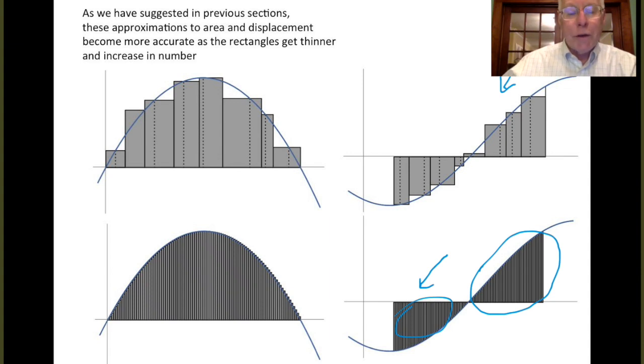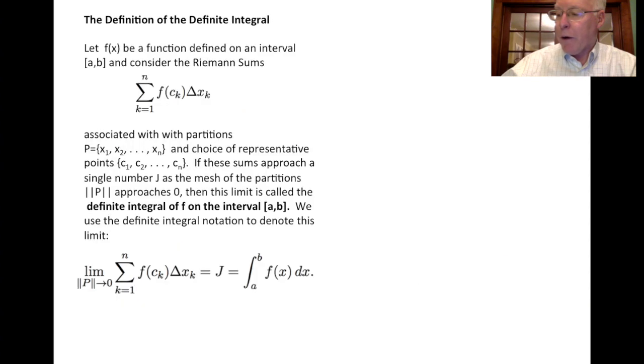So there are reasons for taking more and more rectangles, though that can be a lot of work, but the definition of the definite integral and the work we do later on will help us make that work quite a bit easier. So here's the definition of the definite integral, pretty much as it's stated in your book. So we're going to assume we have a function defined on some interval, say from a to b, and we'll consider the Riemann sums we can form.